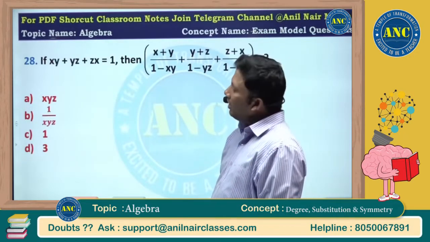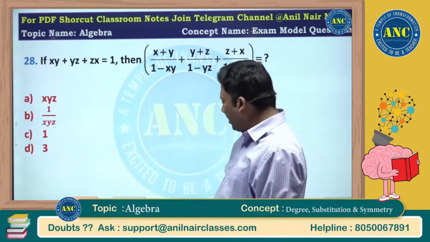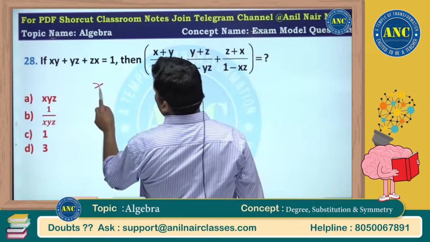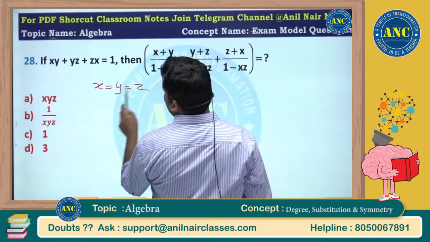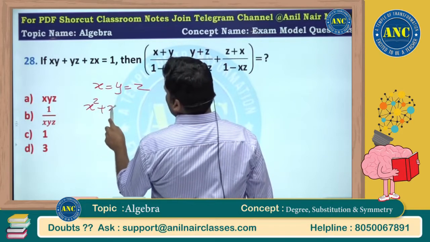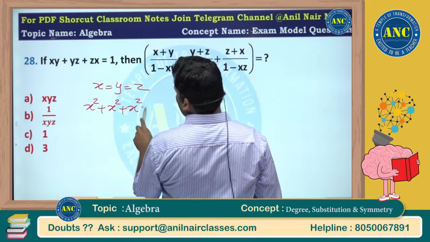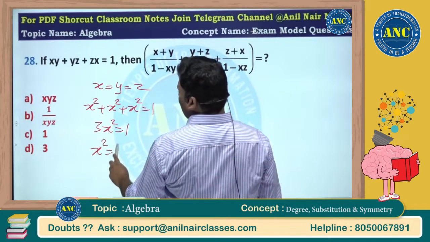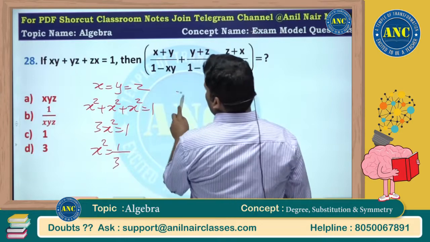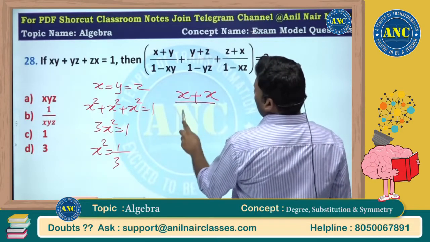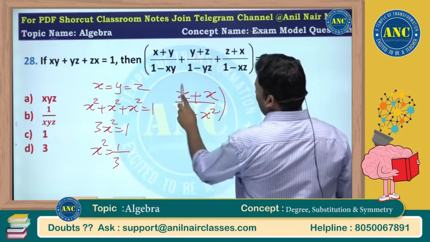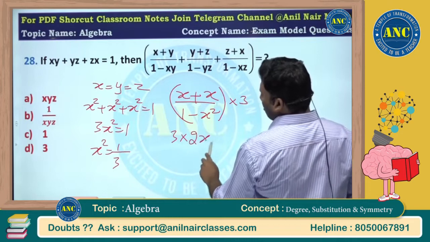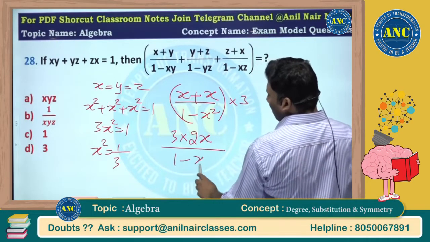Next one. XY plus YZ plus ZX equivalent to 1. Make X equivalent to Y equivalent to Z. X square plus X square plus X square equivalent to 1. 3x square equivalent to 1. X square equivalent to 1 by 3. So x plus x, divided by 1 minus x square, into 3. This is 3 into 2x divided by 1 minus x square.